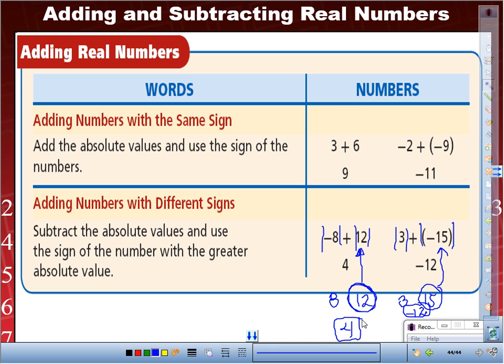But what if they are same sign? Let me go with the same sign. Absolute value of 3 is 3. Absolute value of 6 is 6. If they have the same sign, we add. And then we just attach the original sign of both numbers. What was the original sign? Positive, so it stays a positive. So far so good? Absolute value of negative 2 is 2. Absolute value of negative 9 is 9. We add because there's the same sign, so it's 11. But what is the original sign for both? Negative. That's why you attach that sign. Are we there? So we're going to use this method.